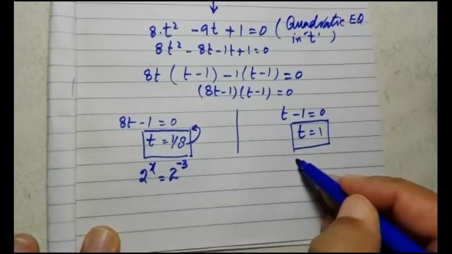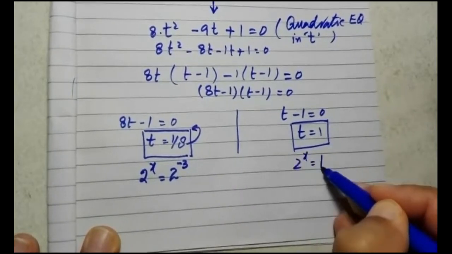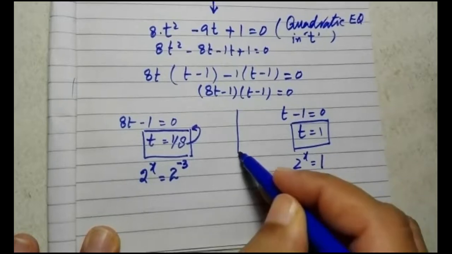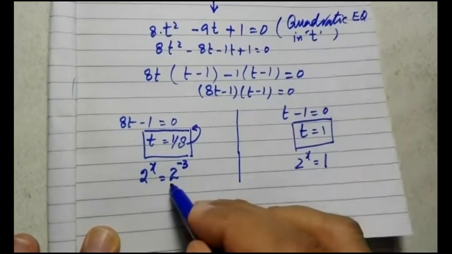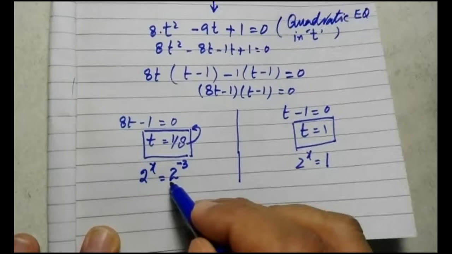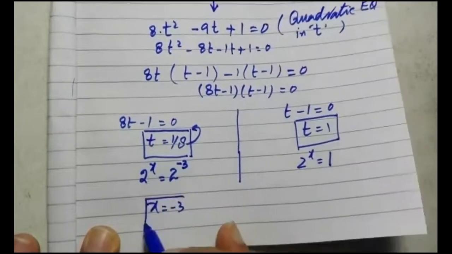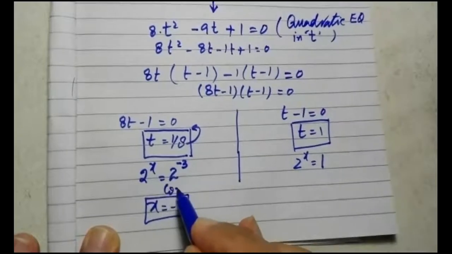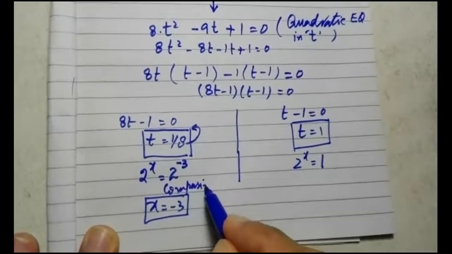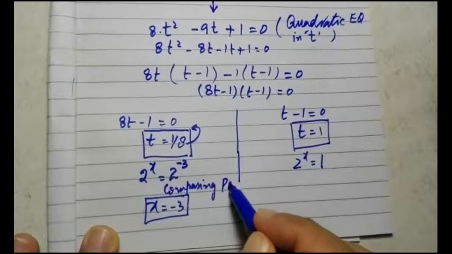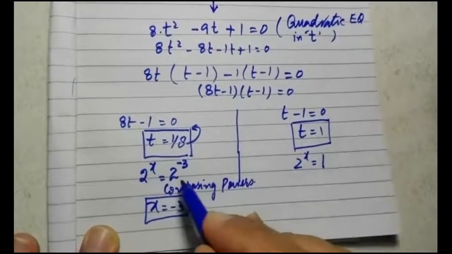Same will be done right here: 2 raised to power x equals 1. If you compare both sides, you will see the bases are the same. So by comparing directly, you will get the value of x equals minus 3. I have done it by comparing exponents or powers. If you compare the powers on both sides, you will get x equals minus 3.